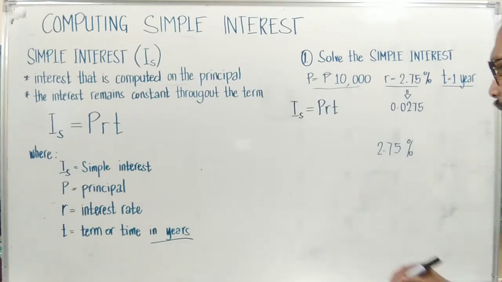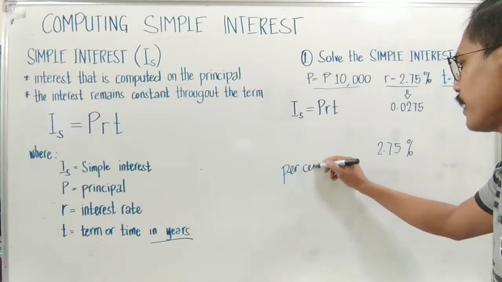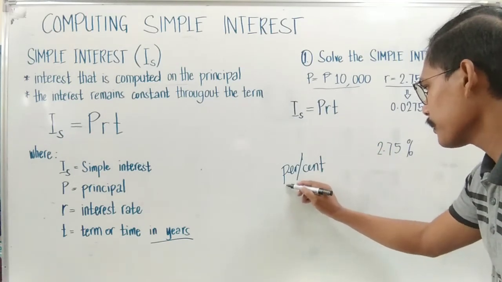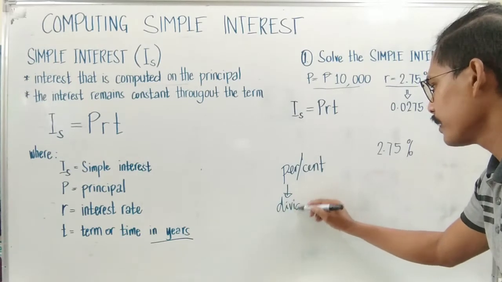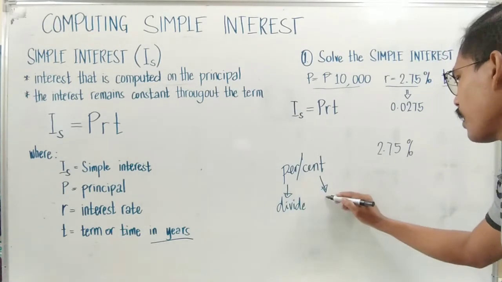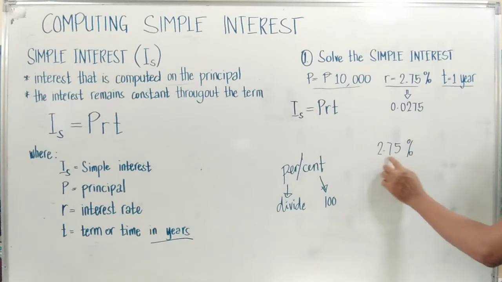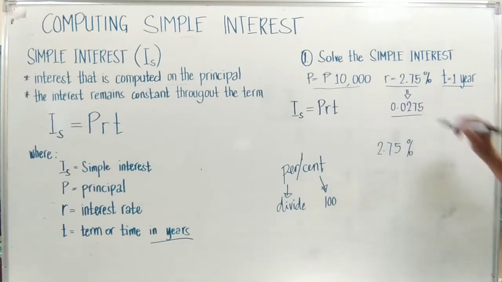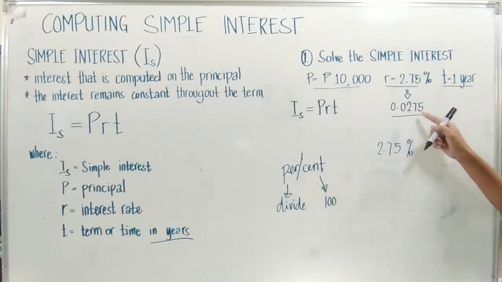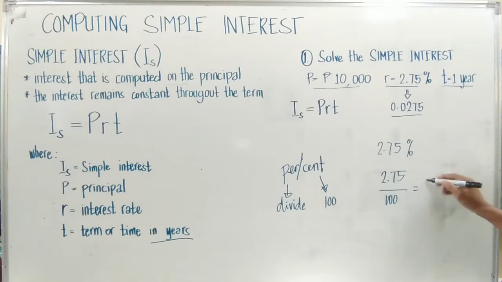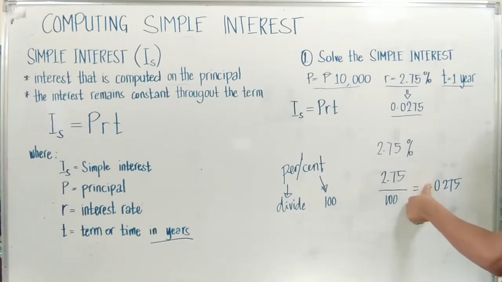Okay, so I will discuss this 2.75 percent. Percent: per means divide, and the term cent means 100. So it means 2.75 divided by 100. To get the decimal form 0.0275, you have to divide 2.75 by 100, and that will give you 0.0275.